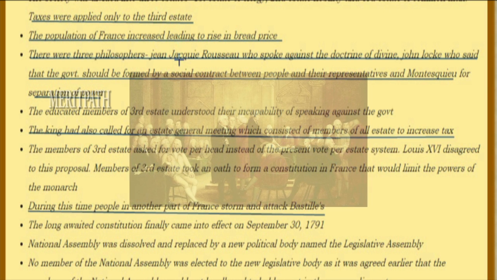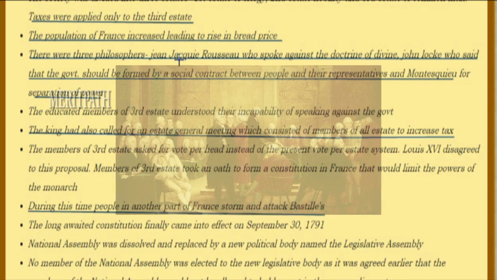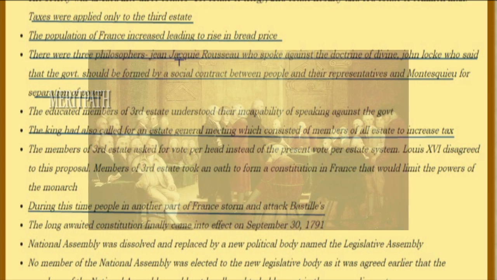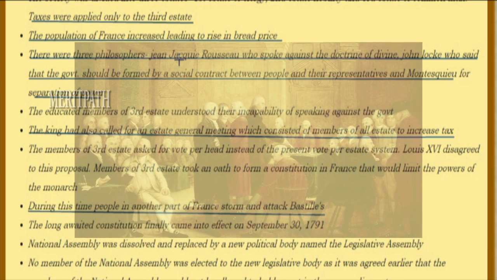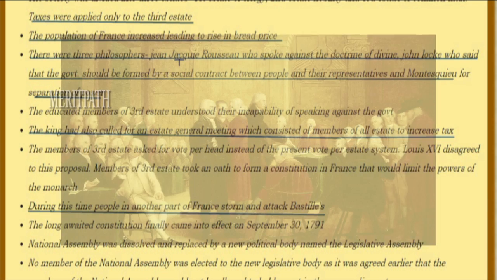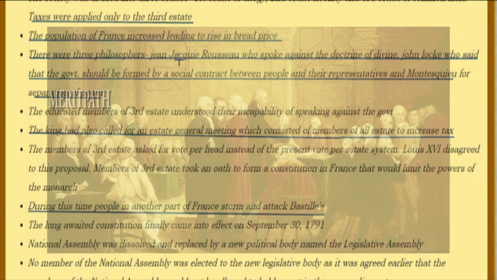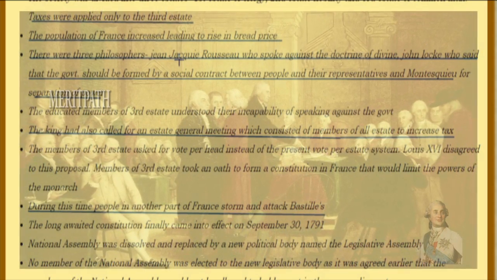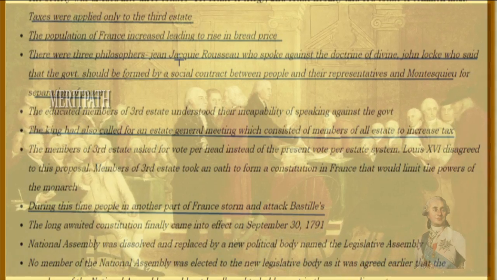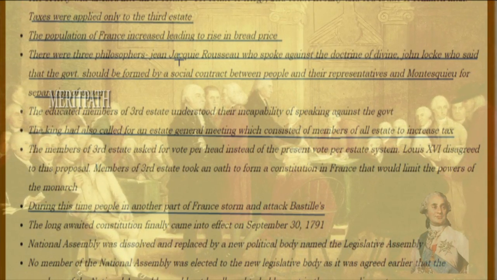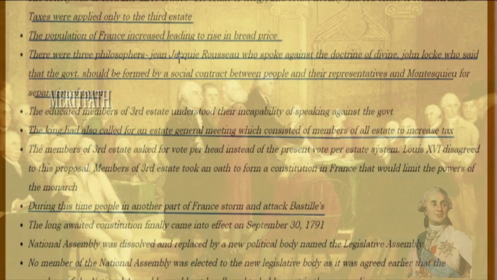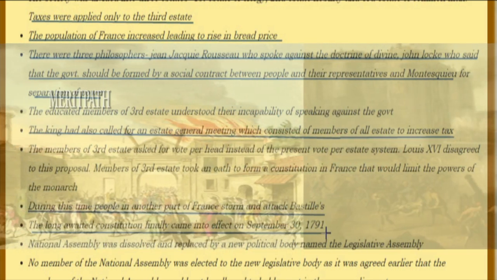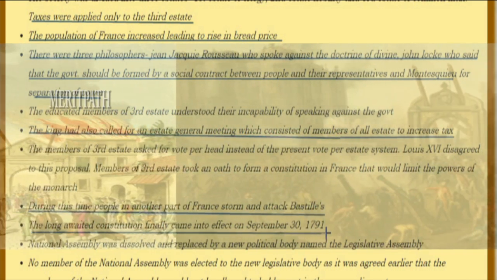The King had also called for an Estates-General meeting, which consists of members of all the estates, to increase the tax. The members of the third estate asked for a vote per head instead of the present vote per estate system. Louis XVI disagreed to this proposal. Members of the Third Estate took an oath to form a constitution in France that would limit the powers of the monarch. During this time, people in other parts of France stormed and attacked the Bastille.